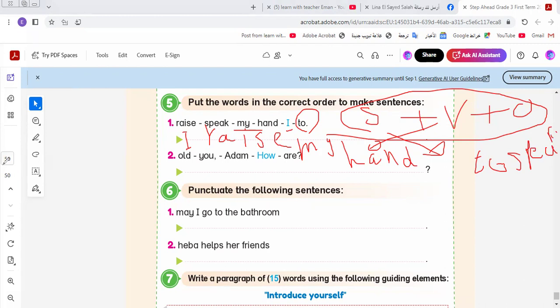If we have a question mark, we must put the question mark at the end of the sentence. Here we say, here is a question. I will do it as it is. How are you? So here I ask about the state of Adam. We say, how are you? We say fine or fine, thanks. Okay. How are you, Adam? And I put what? I put the question mark here at the end of the sentence.